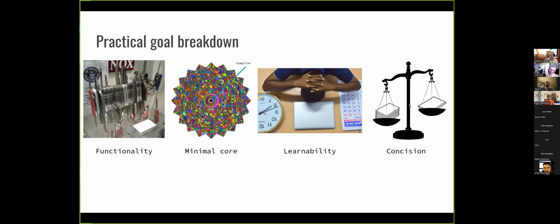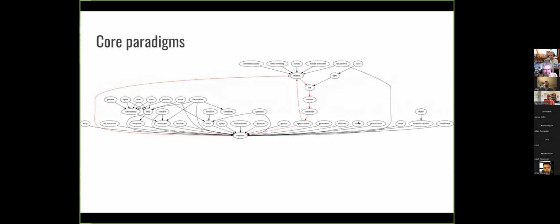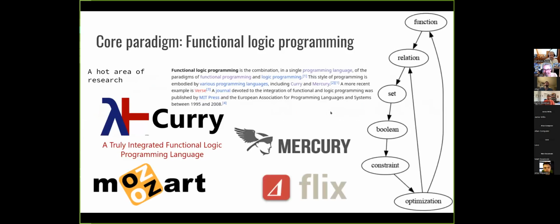And then there's concision, which is so on to paradigms. I made this map of all the paradigms on Wikipedia, and the conclusion was you need functions. That's the only paradigm you really need. And everything else you can implement as a library. But it turns out functions are not self-contained. You need like this little core subset. And so it turns out the core paradigm is functional logic programming.